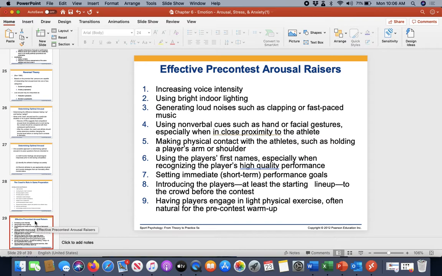Make sure your nonverbal cues are on point. If you're starting to get a little frustrated in the pregame or pre-contest situation, you can't show it like that, but you have to pull things aside and cut it out.